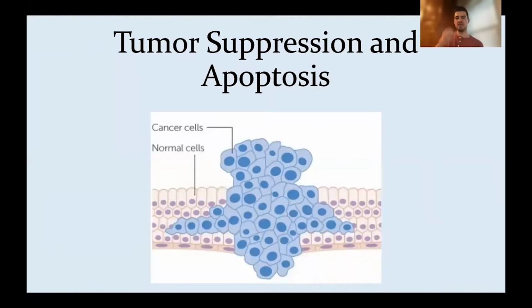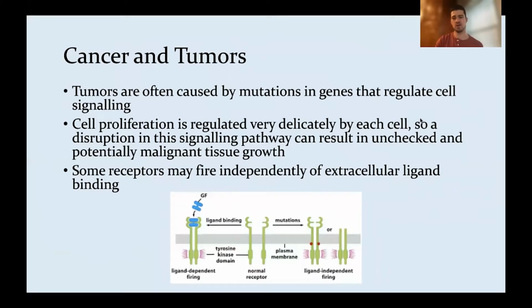So we're going to talk very briefly about tumor suppression and apoptosis. That's just a quick picture of normal cells and cancer cells. You can see, for those who wouldn't know, cancer is just an unchecked growth of normal cells. There are a bunch of different ways cells can go haywire. We're not going to focus on that too much in this lecture, but it is important for this discussion.